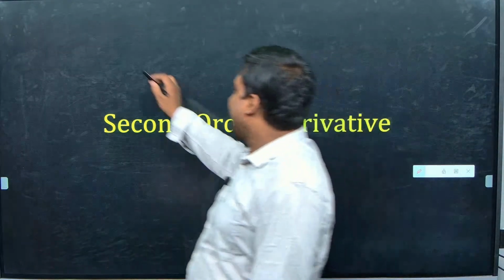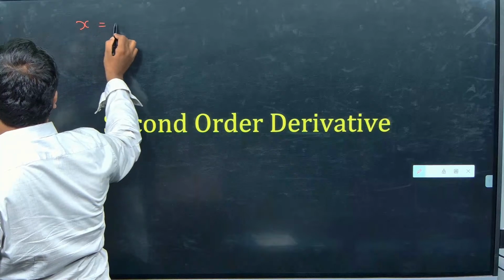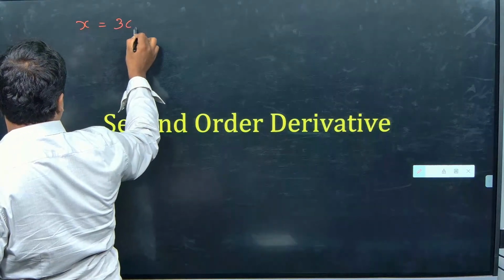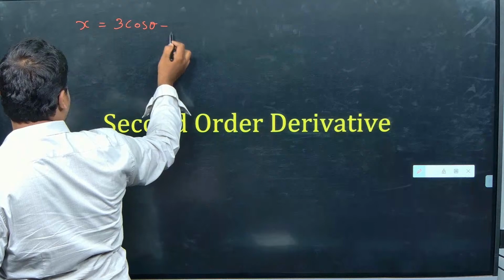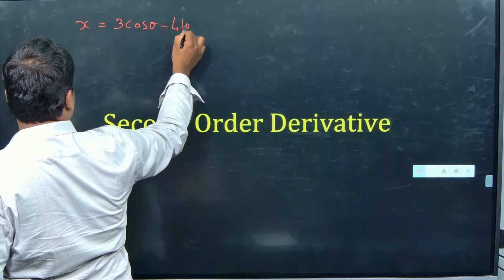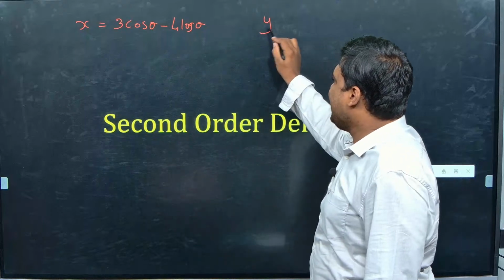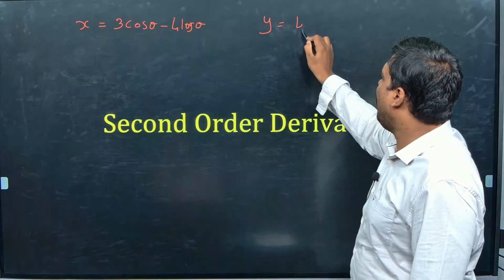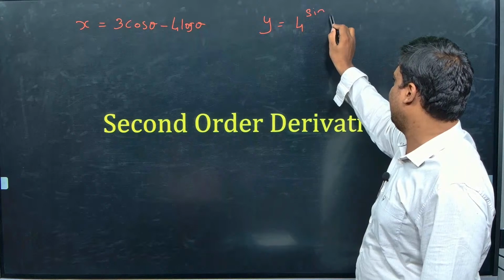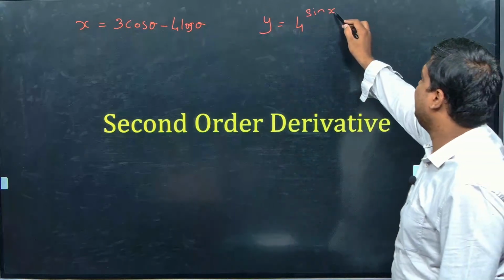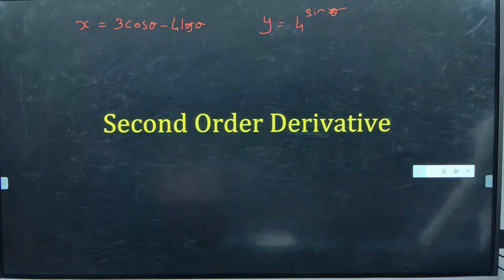Okay, I'll take x is equal to 3 cos theta minus 4 log theta, y is equal to 4 power sin theta. Come on, guys, do it.